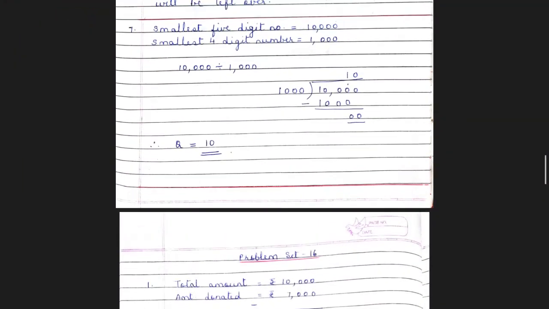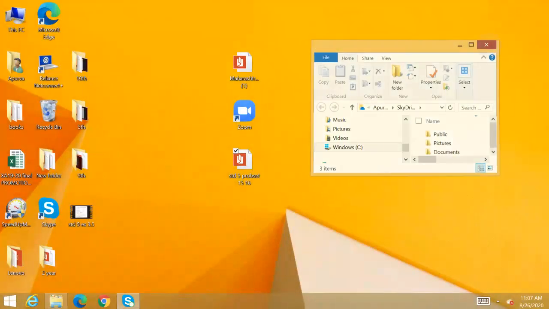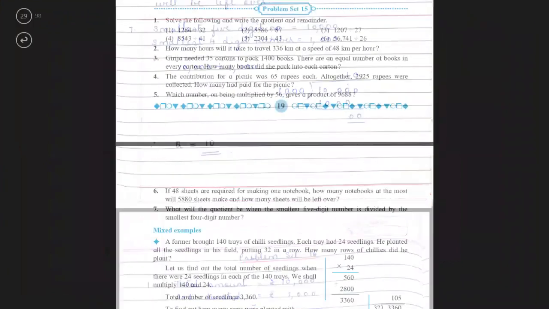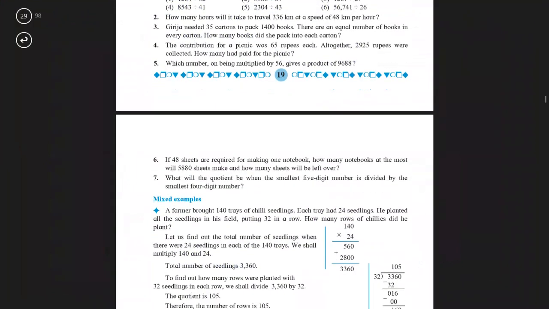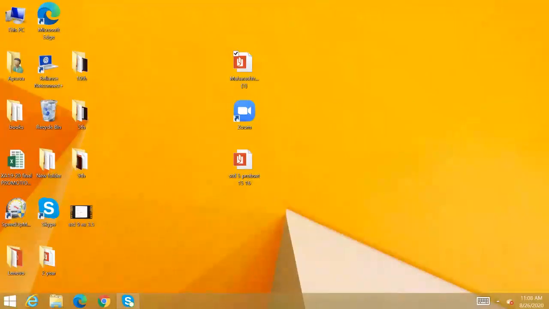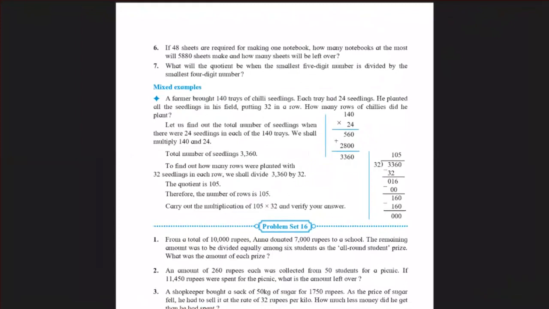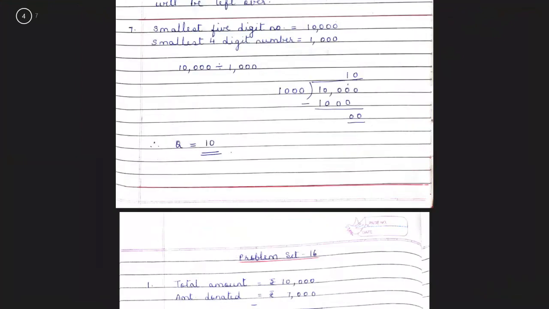Question number 7. Your question is, what will the quotient be when the smallest 5-digit number is divided by the smallest 4-digit number? So you have to first write down what is the smallest 5-digit number and what is the smallest 4-digit number. Smallest 5-digit number, 10,000. 4-digit number, 1,000. Divide, you get your answer, 10.